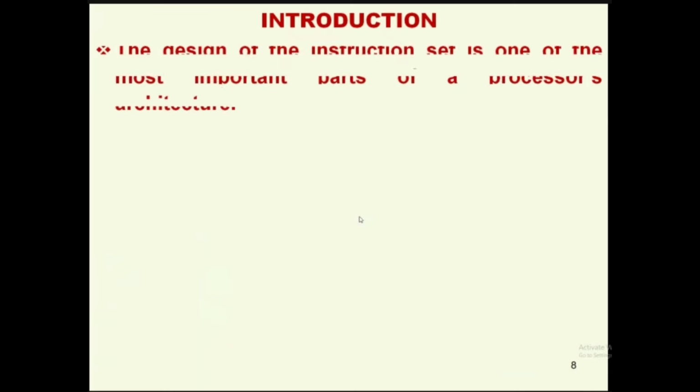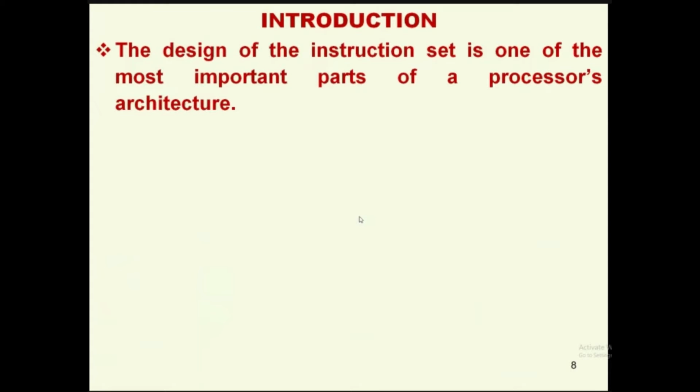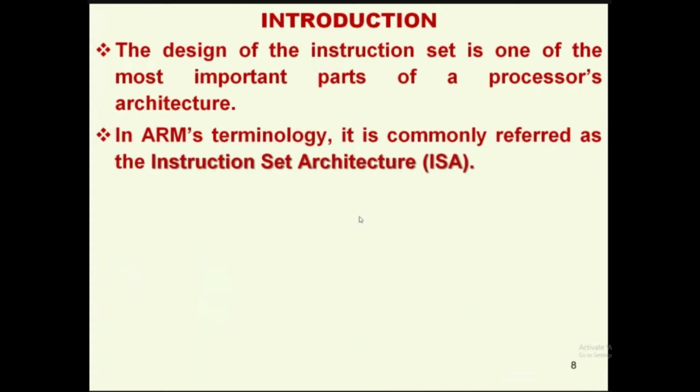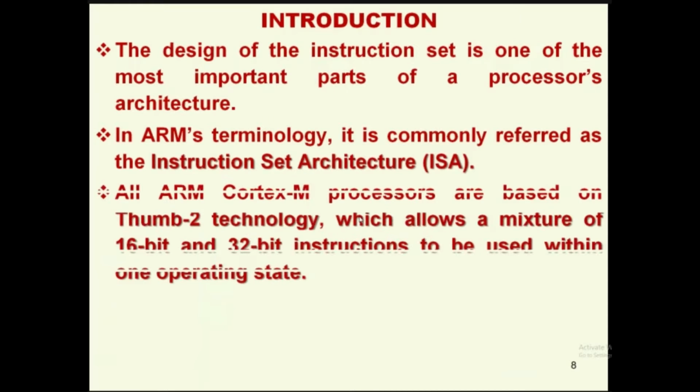Okay, so quickly to start. The design of the instruction set is one of the most important parts of the processor's architecture. In ARM terminology, it is commonly referred to as instruction set architecture. All the ARM Cortex-M processors are based on Thumb-2 technology, which allows the mixture of 16-bit and 32-bit instructions to be used within one operating state.